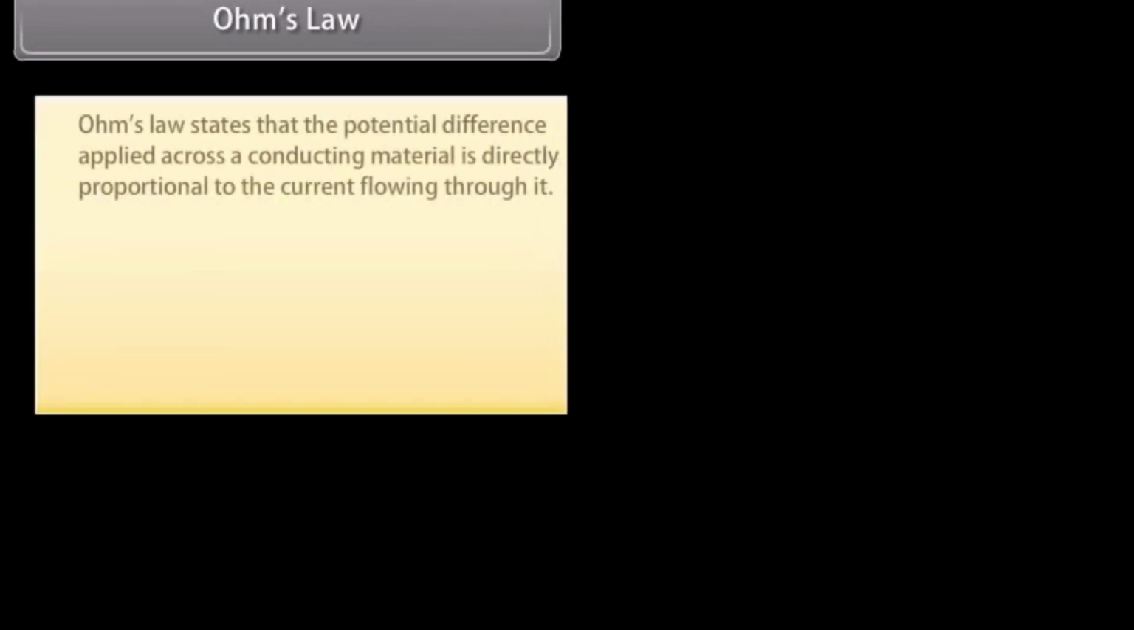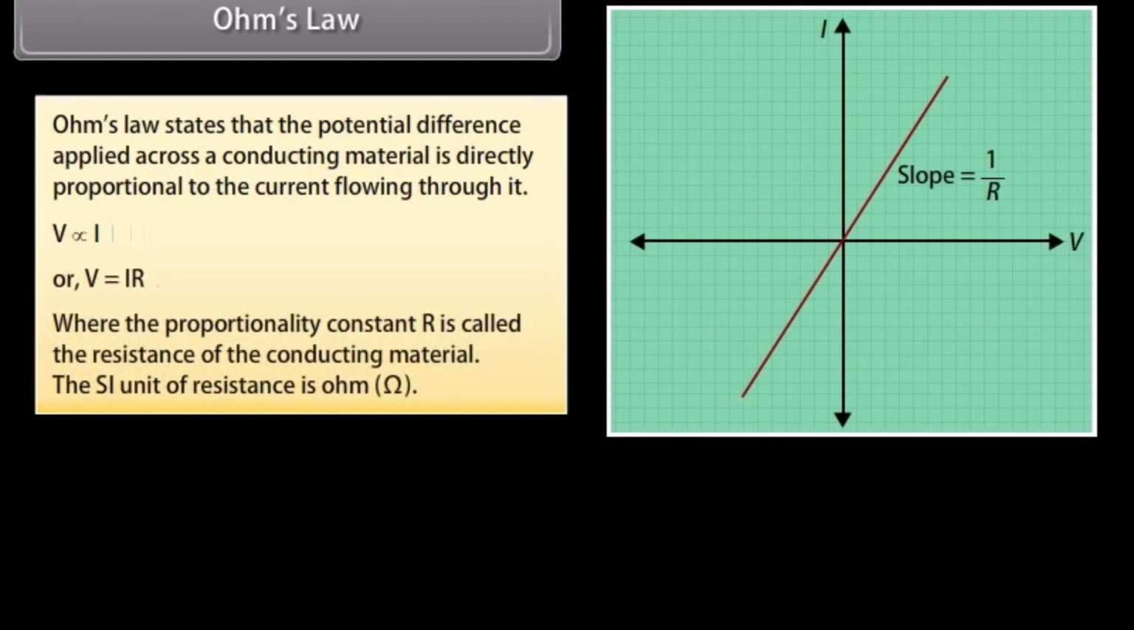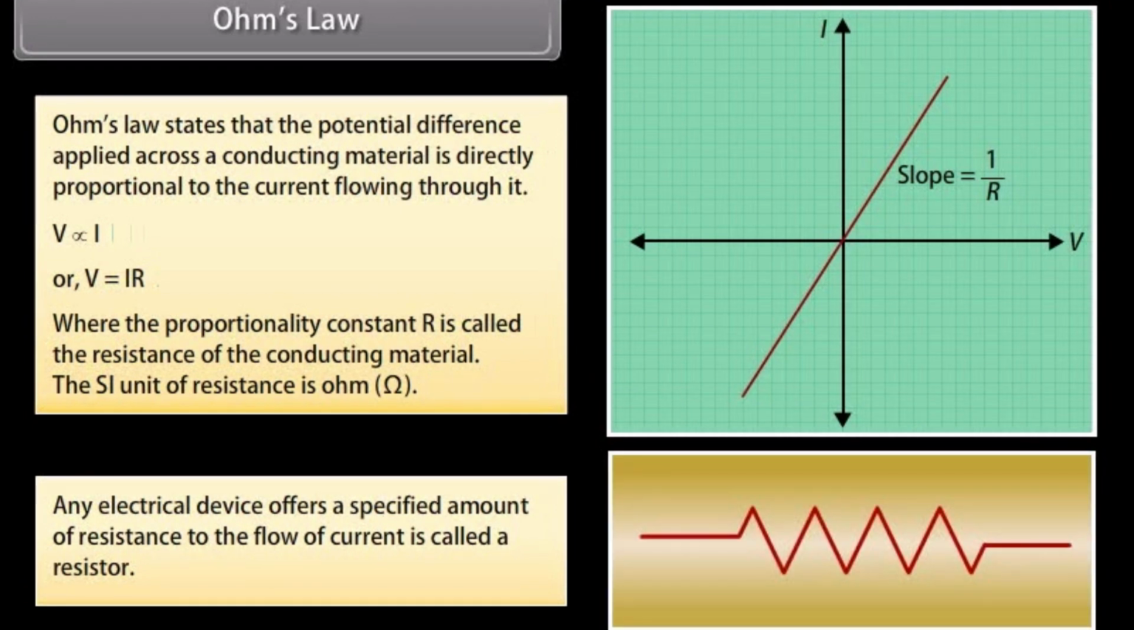Ohm's law. Ohm's law states that the potential difference applied across a conducting material is directly proportional to the current flowing through it. V is directly proportional to I, or V is equal to IR, where the proportionality constant R is called the resistance of the conducting material. The SI unit of resistance is ohm. Any electrical device that offers a specified amount of resistance to the flow of current is called a resistor. We represent a resistor by this symbol.